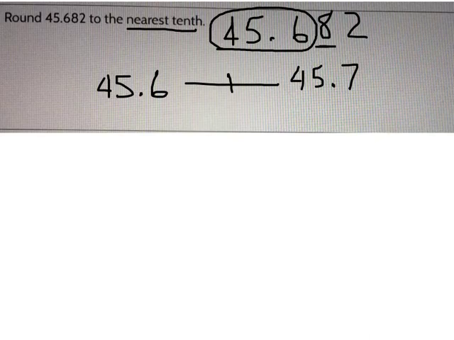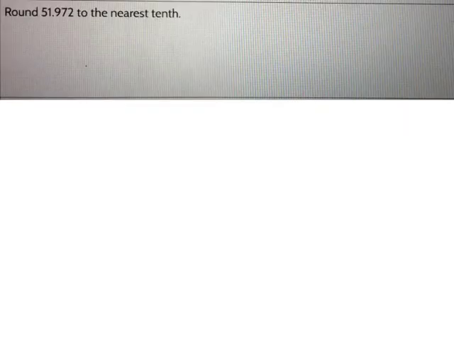Which way will this number round? Is 45 and 682 thousandths closer to 45 and 6 tenths or 45 and 7 tenths? The 8 is larger than 5, so it's closer to 45 and 7 tenths. We'll follow those same steps for another example. Round 51 and 972 thousandths to the nearest tenth.